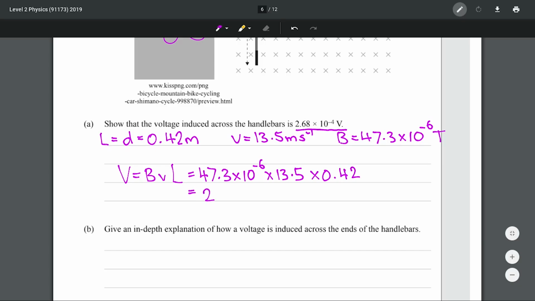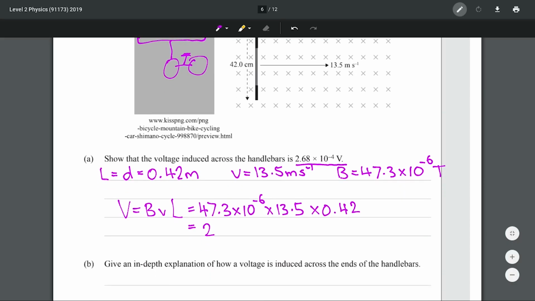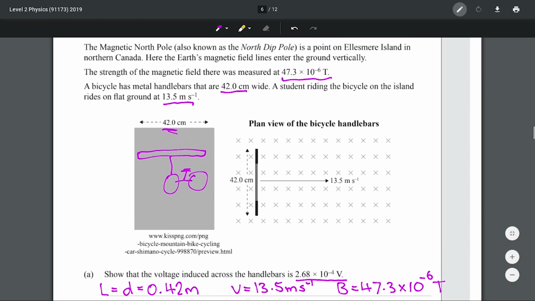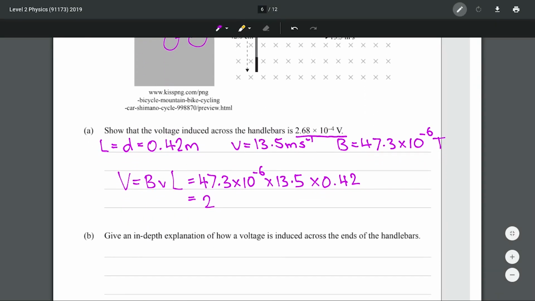Which gives me 2.68 times 10 to the minus 4. We're asked to show that it's 2.68. And we are given three significant figures as well. That's unusual. We're usually only given 2, so that's nice. So that's 2.68 times 10 to the minus 4 volts, which is fortunate because that's what we're trying to do.